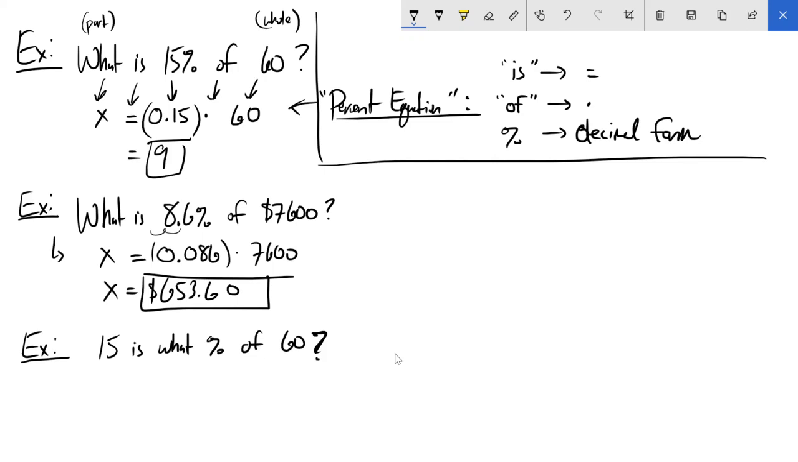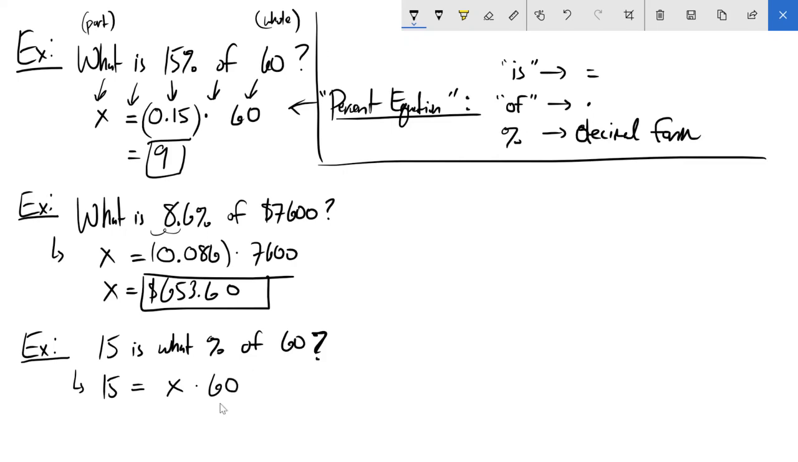So how would you solve that problem? 15 times X. So that's the thing. The percent equation makes things nice because it helps you decide whether you should multiply or divide, or what you divide by what. So if I translate this, 15 should be equal to, what percent we don't know, of means times 60, right?